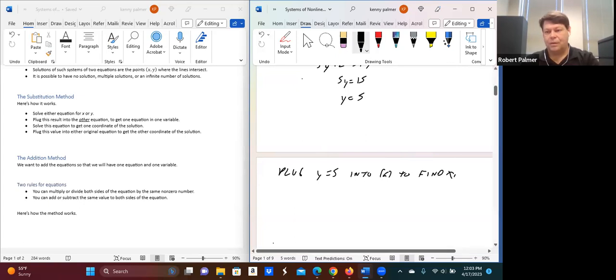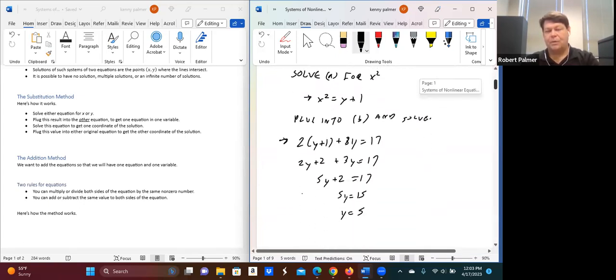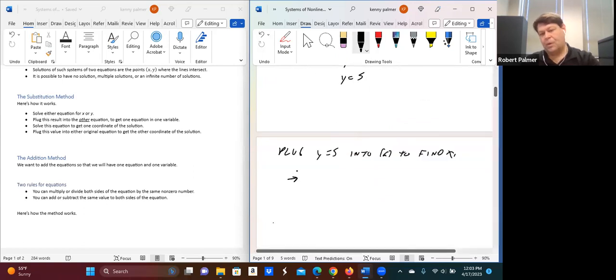Okay, if we do that, then equation A was x squared minus y equals 1. So that's x squared minus y, and y is 5, is equal to 1. Okay, and so that's going to be, add 5 to both sides, x squared is equal to 6.